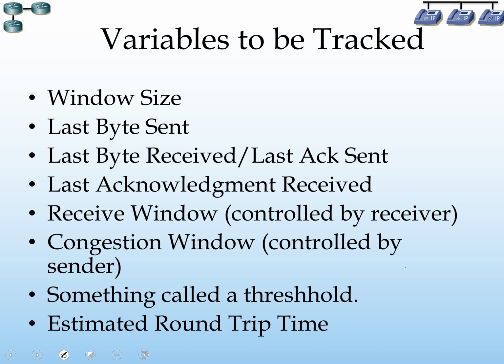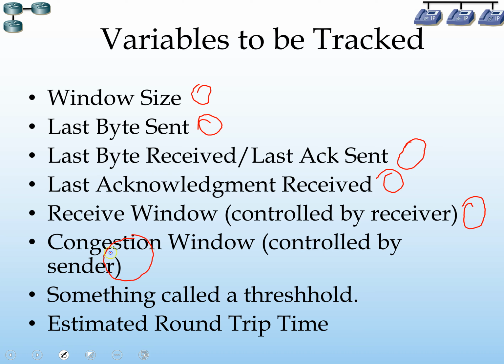And now we have to talk about all the variables that have to be tracked in order to do this transmission. Each side has to keep track of the window size, so they each advertise to each other how big the window can be. They also have to keep track of the last byte that they sent, because if something gets lost, then they have to back up and retransmit all that data. They also have to keep track of the last byte they received from the other side and the last acknowledgement they sent, and the last acknowledgement they received. They have to keep track of the receive window that the other side is telling them, in other words, how much data they can send.